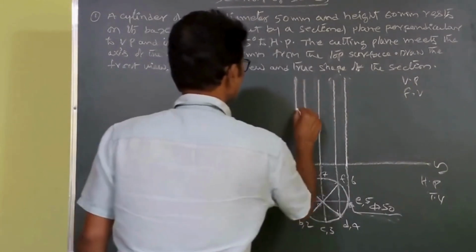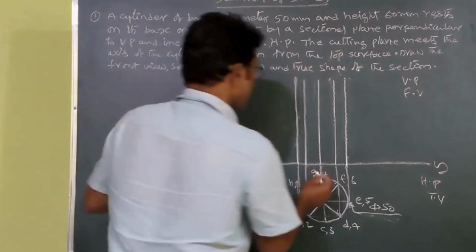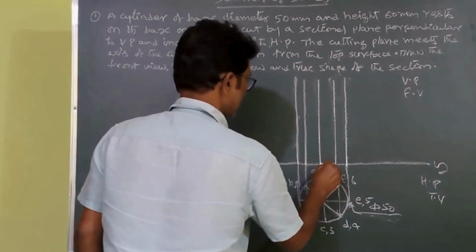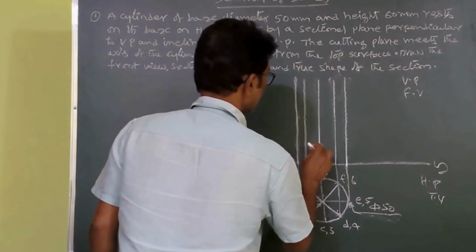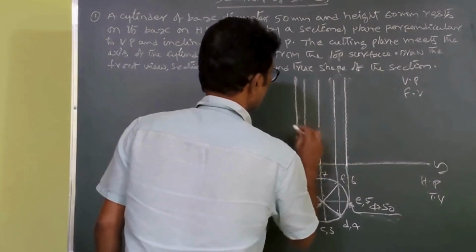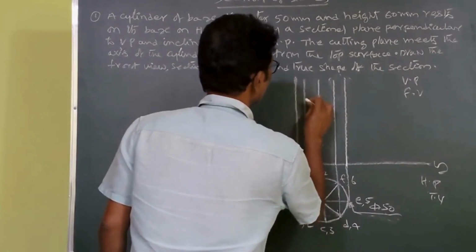Okay, this is extended. The height is equal to 60, measured from the x-axis. This is the axis, of course, because this is the axis. It is not like this. Okay, axis.